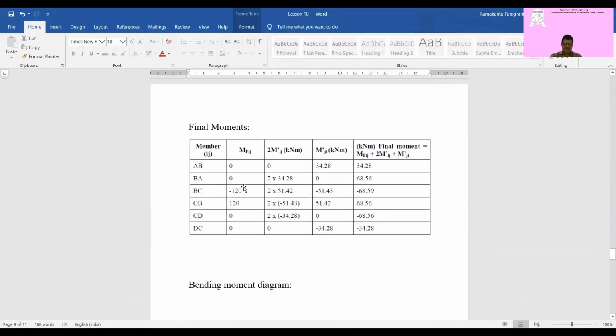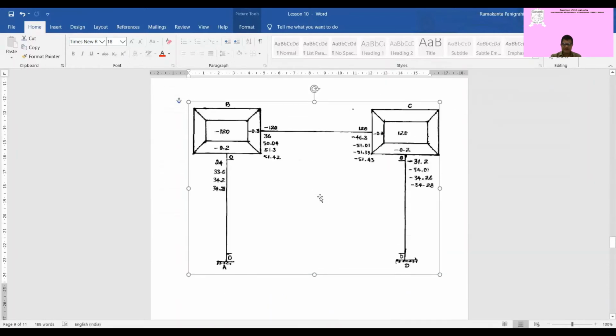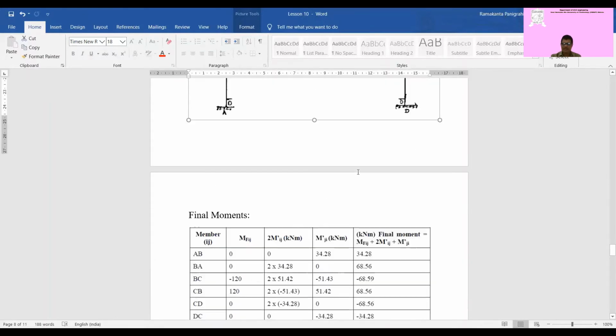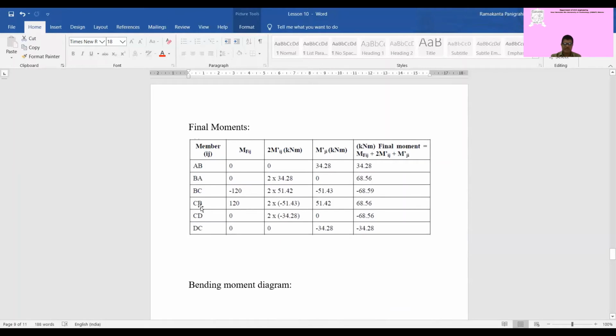So now BC is written as minus 120, 2 times 51.42 is the near end, and 51.43 is the far end. You see, 51.42 is the near end, minus 51.43 is the far end. So you write this value simply like that. Well, for CD, it is 2 times, near end is minus 51.43 and far end is 51.43. And CD near end is minus 34.28, far end 0.